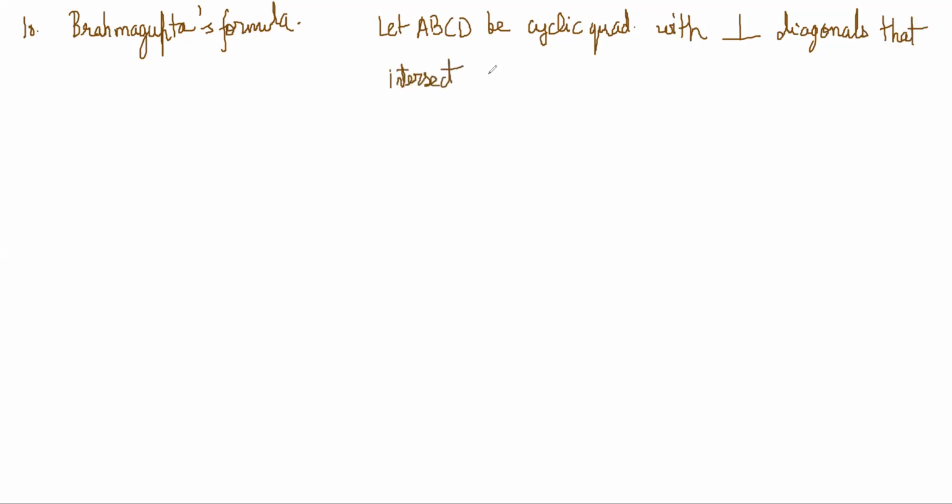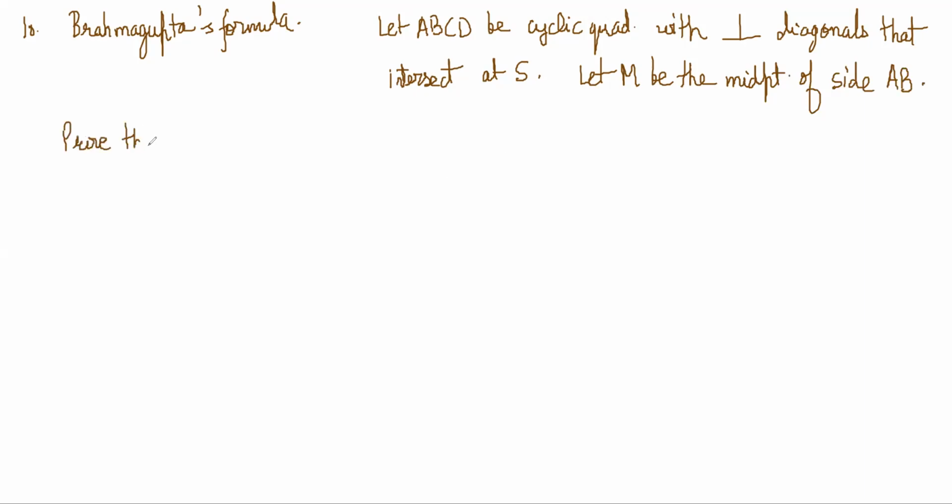Let ABCD be a cyclic quadrilateral with perpendicular diagonals that intersect at S. Let M be the midpoint of side AB. Prove that MS is perpendicular to CD.